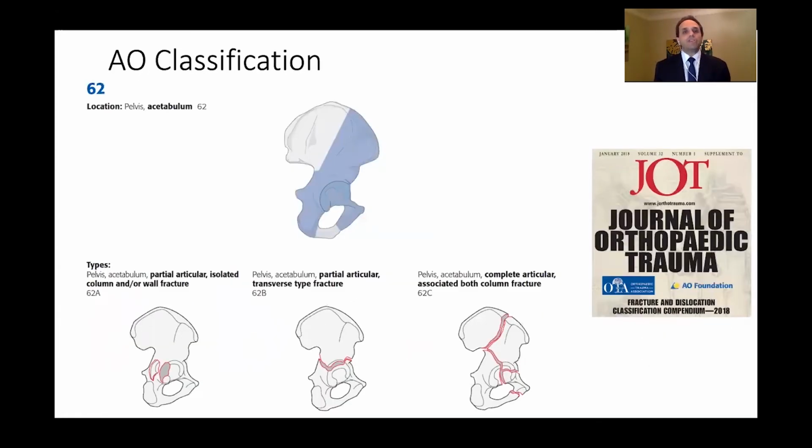The AO classification classifies the acetabulum as 62, and it divides the acetabulum into 3 types, 62A, B, and C. And in the new compendium published in the Journal of Orthopaedic Trauma in 2018, they added all the variants.